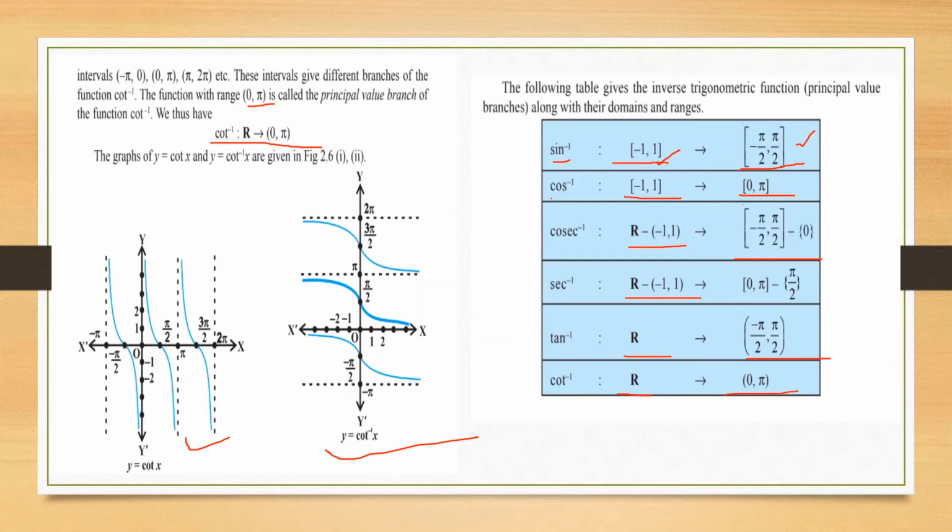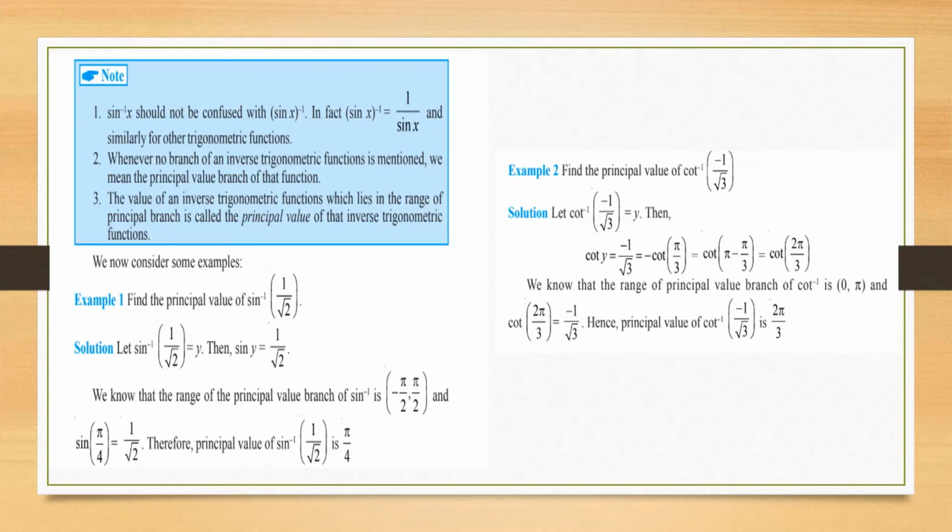Now some important information which you should keep in mind. Sin inverse x should not be confused with sin x whole inverse. Sin x whole inverse means 1 upon sin x, and similarly for other trigonometric functions. Okay, so there is a difference, right? Whenever no branch of an inverse trigonometric function is mentioned, we mean we are talking about the principal value branch of that function. The value of an inverse trigonometric function which lies in the range of the principal branch is called the principal value of that inverse trigonometric function.